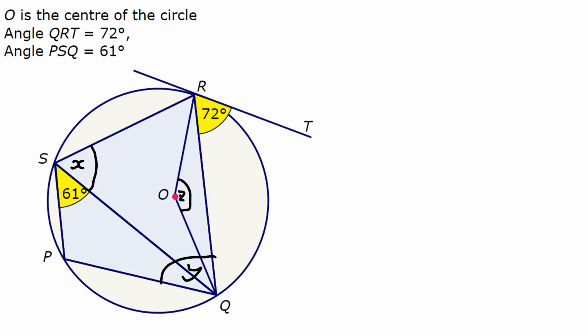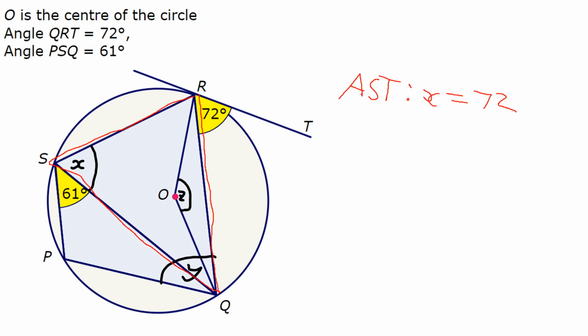Okay. Well, let's take a look at X first, right? What do you notice about it? That's a tangent, but what's attached to it? It's a triangle, isn't it? So therefore, we can say that because of alternate segment theorem, X is equal to 72. Yeah? All we're doing is the alternate segment theorem.